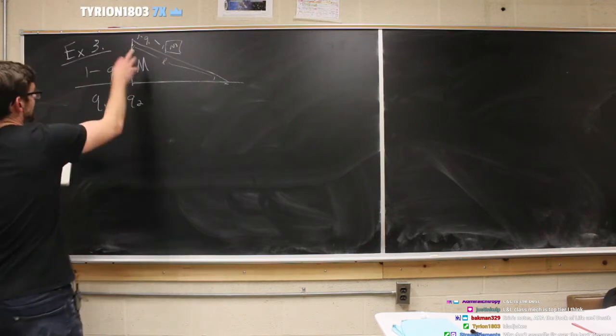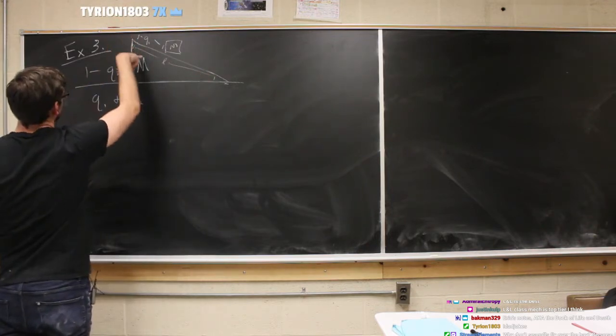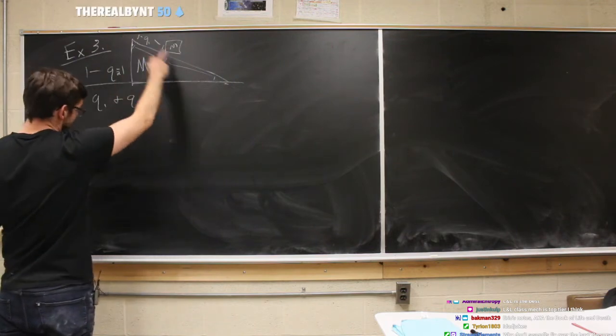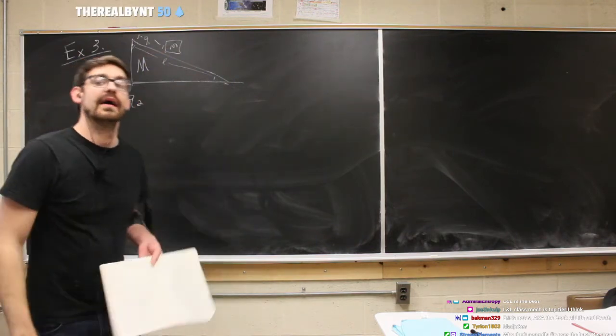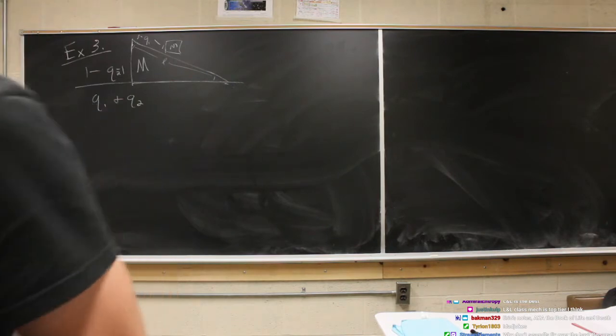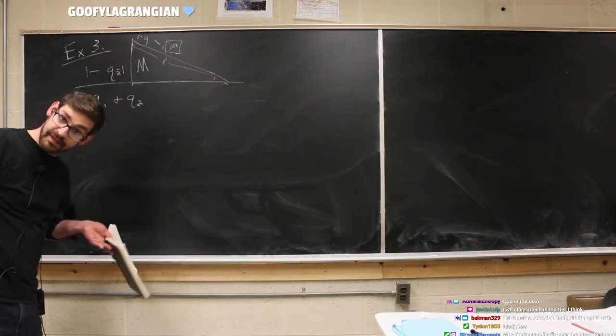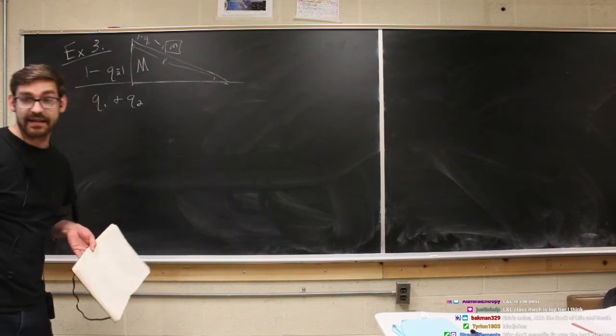And they're both free to move. So as we release the block little m on top, the wedge is going to slide this way. The m block is going to slide down the wedge. How do we do this? A bit more of a complicated system, or is it? Yeah, it's kind of complicated.